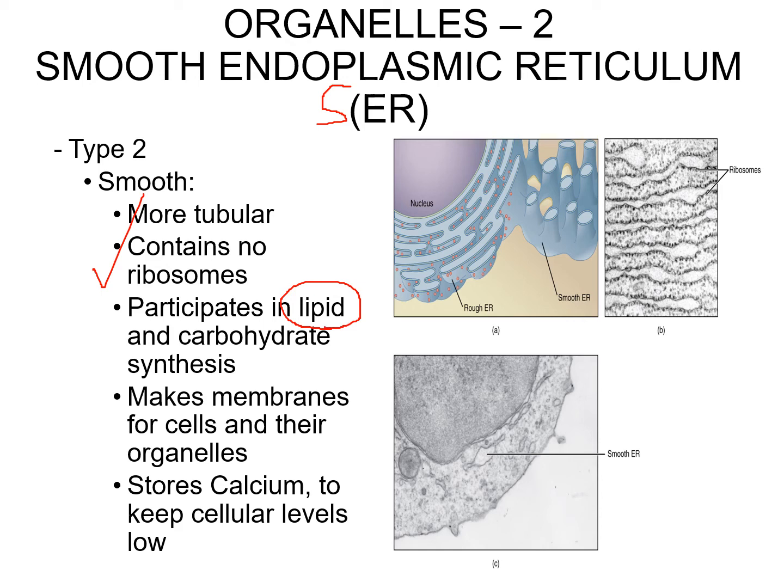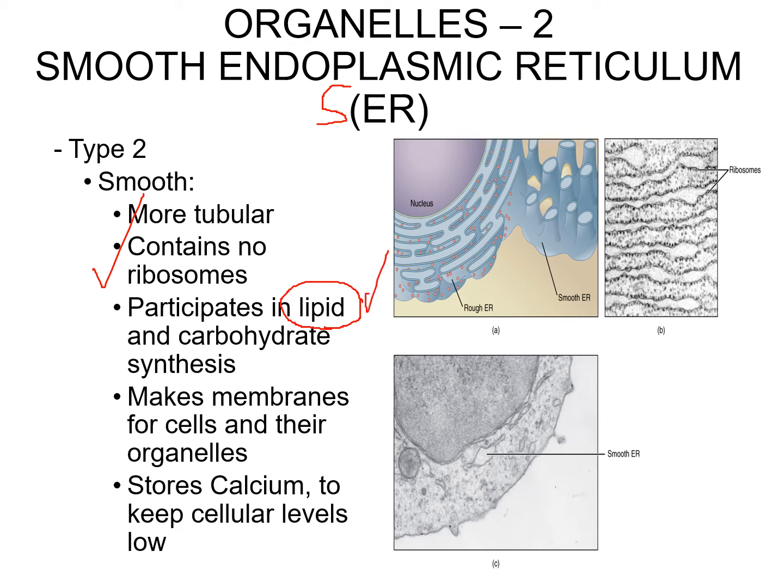Now, you see in your notes that, yeah, the smooth endoplasmic reticulum makes carbs as well. Kinda, so does the rough. They both kind of make carbs. Those glycoproteins get put together with the rough ER. The big difference is, though, that the smooth ER helps make lipids.